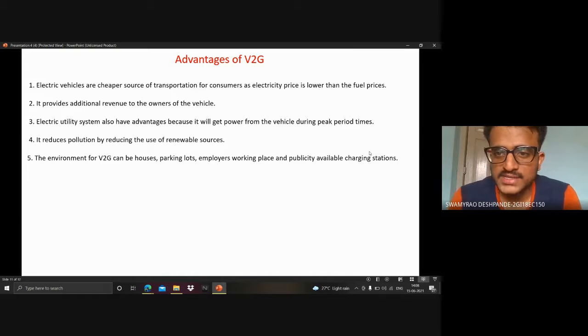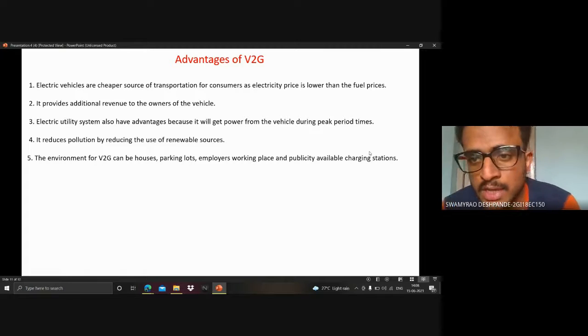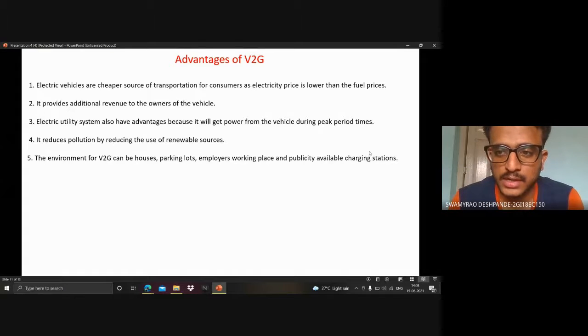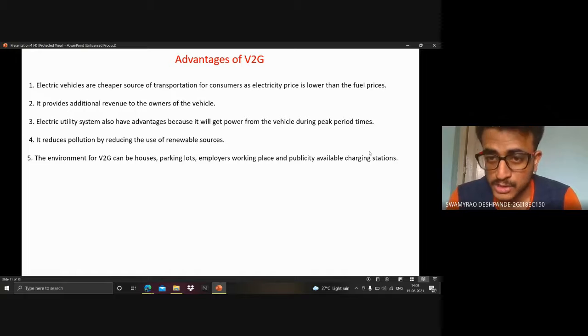The second point is to improve reliability. Placing this V2G system anywhere in the distribution system will make the power supply available at a closer distance. We can place it anywhere, sir. This V2G system can be placed anywhere in the distribution system, even if it is not placed at the consumer's location. So this will have a major impact on consumer reliability.